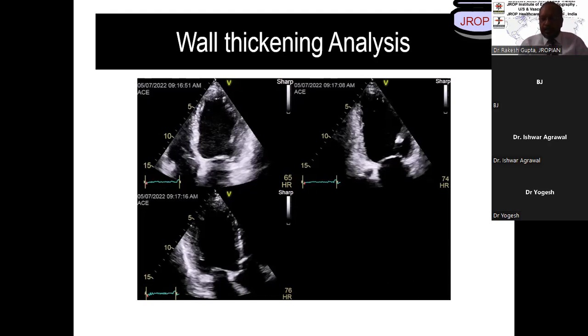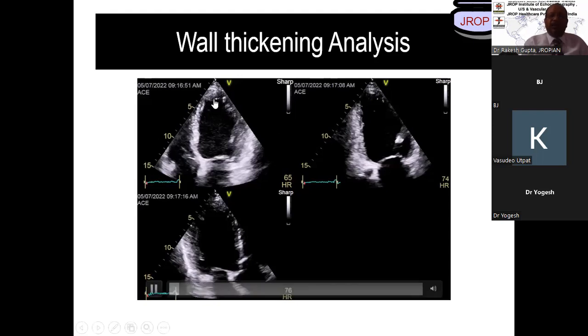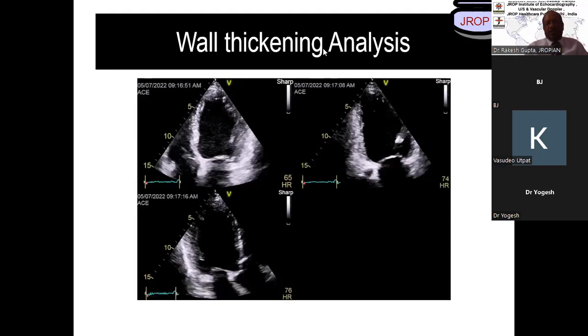I'm not sure. Okay. Dr. Utpat? Yes, sir. Explain to me which particular artery branch supplies the basal anterior septum. First septal, sir. First septal perforator of the LAD supplies it. If the first perforator is involved, do you think that we can have the RCA involved at the same time?